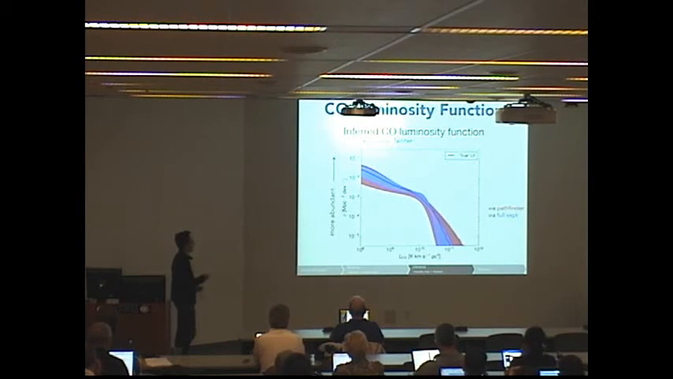But the black line is our fiducial model, and the blue and the red contours are now the 95% credible intervals for the CO luminosity function, right? And you can see that you actually recover the faint end quite well from here.